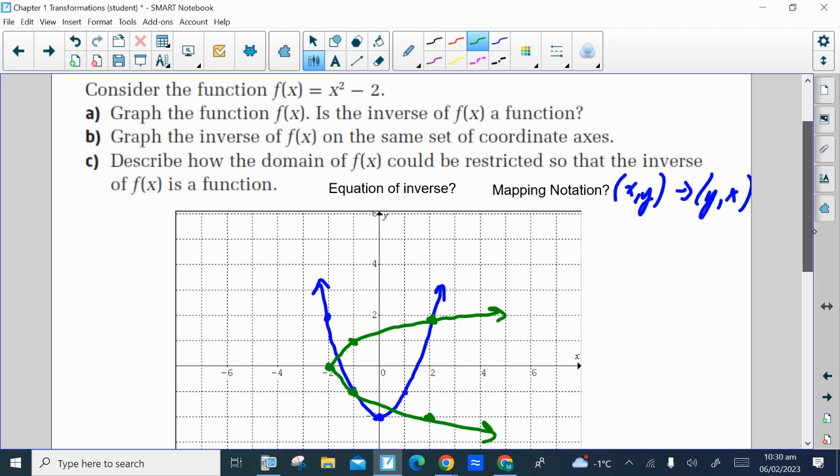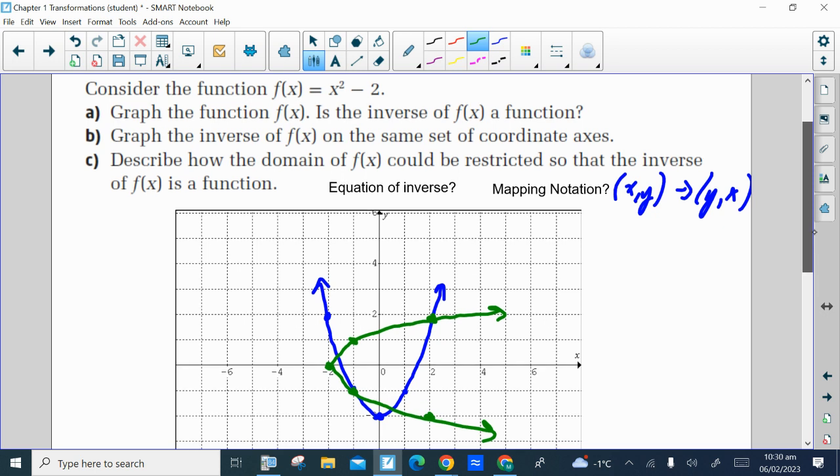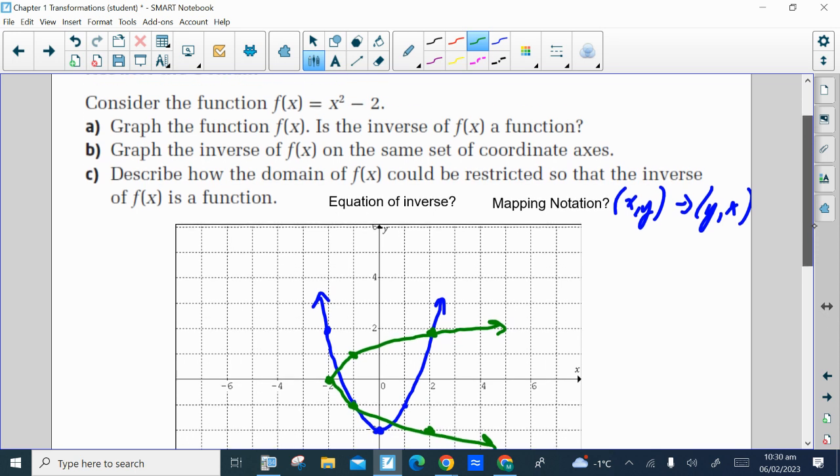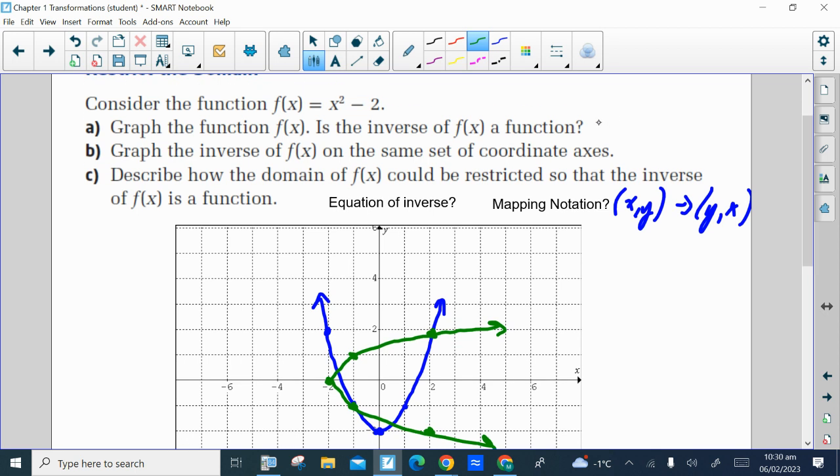So part C, well, first, is the inverse of f(x) a function? We can say no, because it's not. But part C, describe how the domain of f(x) could be restricted so that the inverse would be a function.